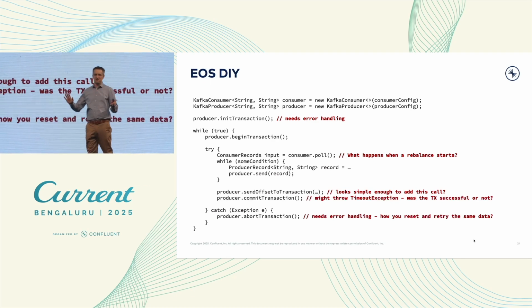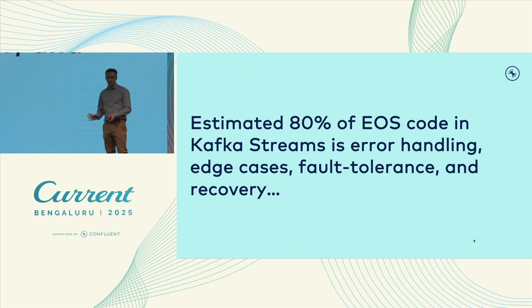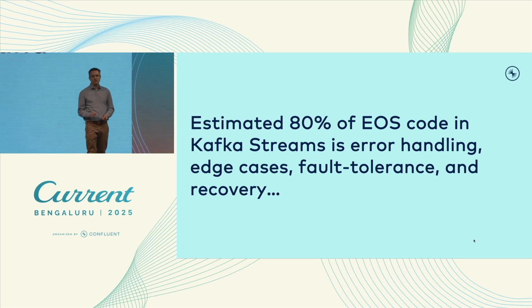I mean, we don't have strict numbers, but my personal guess is 80% is just error handling. Fault tolerance, edge cases, and stuff like that. So you really do not want to do this. And the other point is, even if you're able to do it, you build one application, you implement it, you build a second application, you implement it again. You don't want to do this.